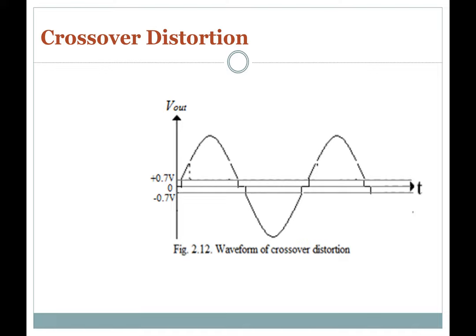So you realize that at the positive half cycle, you have one transistor conducting. Now, the distortion occurs between when one transistor cuts off and the other transistor is also coming on, okay? And this is what we call the crossover distortion. This happens. So here, the distortion is represented at this point, okay?